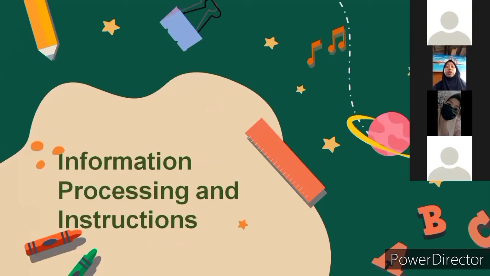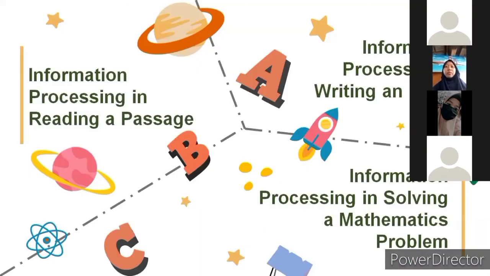Now we are going to talk about information processing and instruction. Next slide. In processing the information, there are three sub things. The first one is information processing in reading a passage. There are four component processes of reading comprehension tasks: selecting, organizing, integrating, and monitoring.